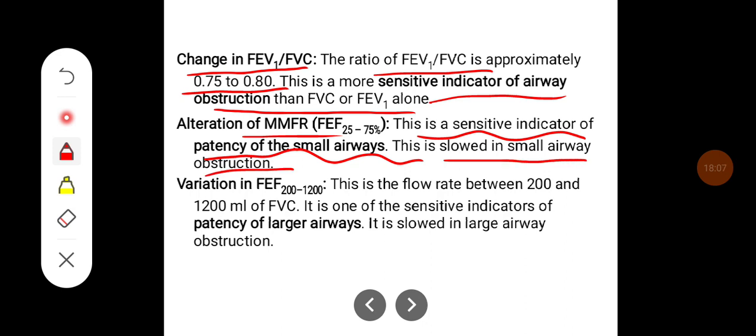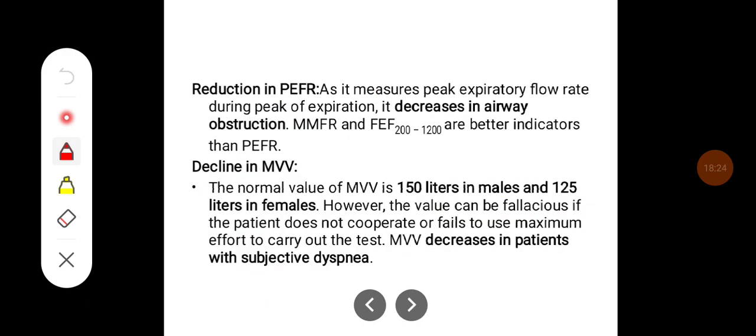Variation in FEF 200 to 1200, it is the flow rate between 200 and 1200 ml of FVC. So it is one of the sensitive indicators of patency of larger airways. It is slowed in large airway obstruction. Reduction in the peak expiratory flow rate, as it measures the peak expiratory flow rate during peak of expiration, it obviously decreases in airway obstruction. MMFR and FEF 200 to 1200 are better indicators than PEFR.